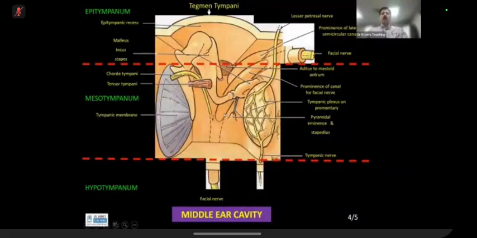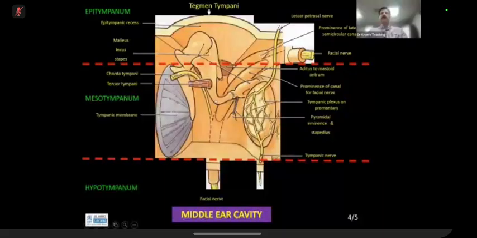Now, you are sitting in this. This is the middle ear cavity. On this side is the external ear. On this side is the internal ear. Now, there are various walls. So this is the lateral wall. This is the medial wall. Posteriorly is the posterior wall. We are looking through the anterior wall.